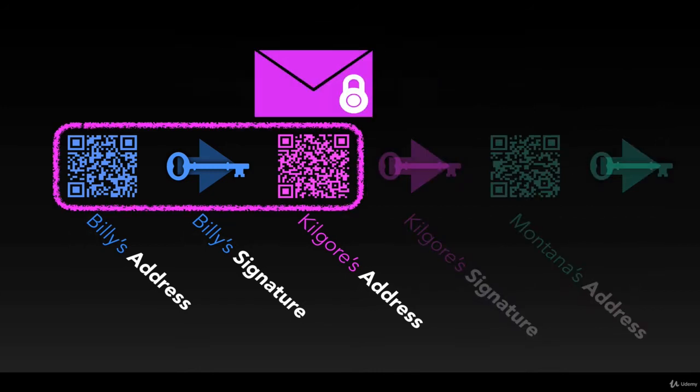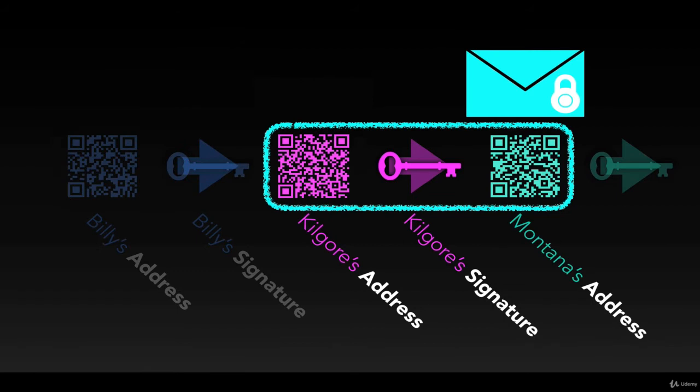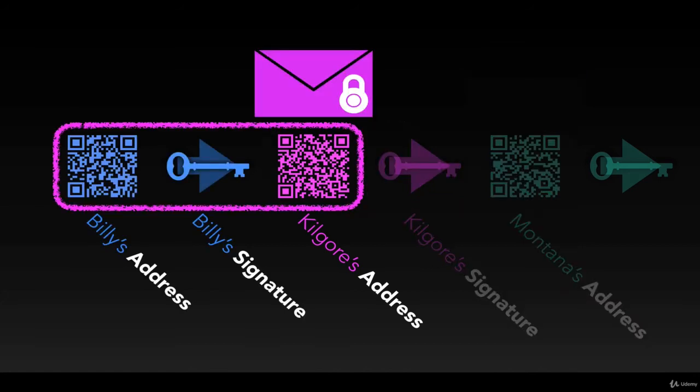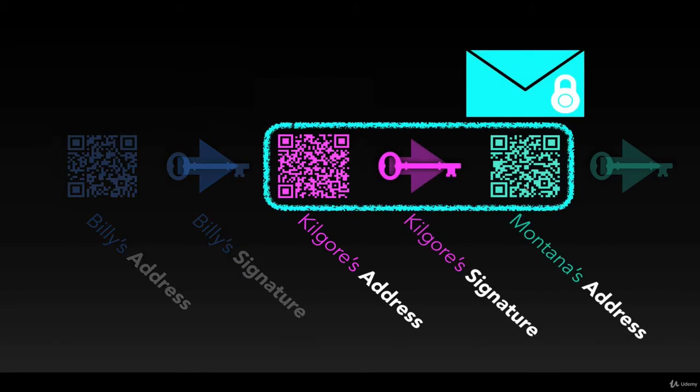So returning to our analogy, envelopes, drop boxes, this pink drop box above Kilgore's address corresponds to the entire transaction of Billy's address, Billy's signature, and then Kilgore's address. And then the next one, this teal, cyan one, is Kilgore's address, Kilgore's signature, and Montana's address. Yeah, so these are the things that would be added to the blockchain, in the transactions. So this is a single transaction where on the blockchain we can see here's the from address, here's the to address, and we can also see the signature that was provided to prove ownership of the original Bitcoin in this address. Same thing here, from, to, and the signature.